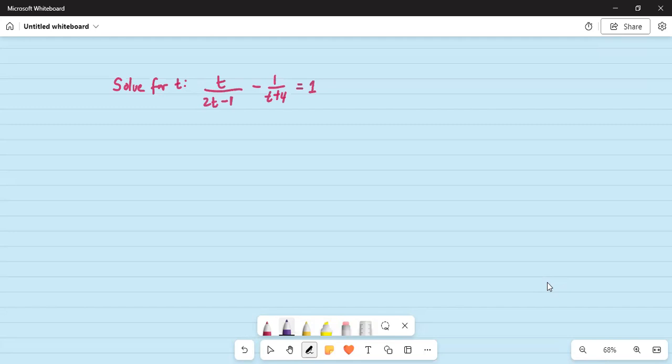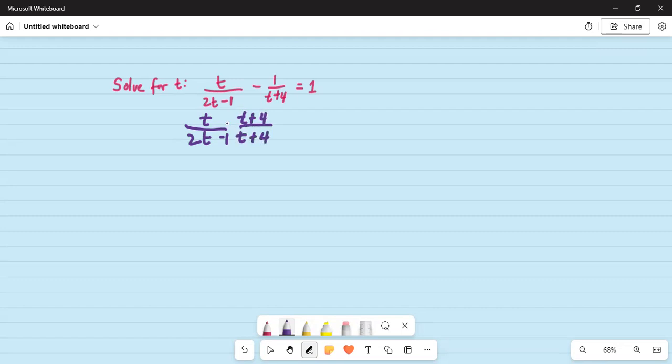Okay. So for the first term, you notice there is a 2t minus 1 term in the denominator, but t plus 4 is missing in the denominator. So we can write this as t times 2t minus 1. Then I will multiply the numerator and denominator by t plus 4.